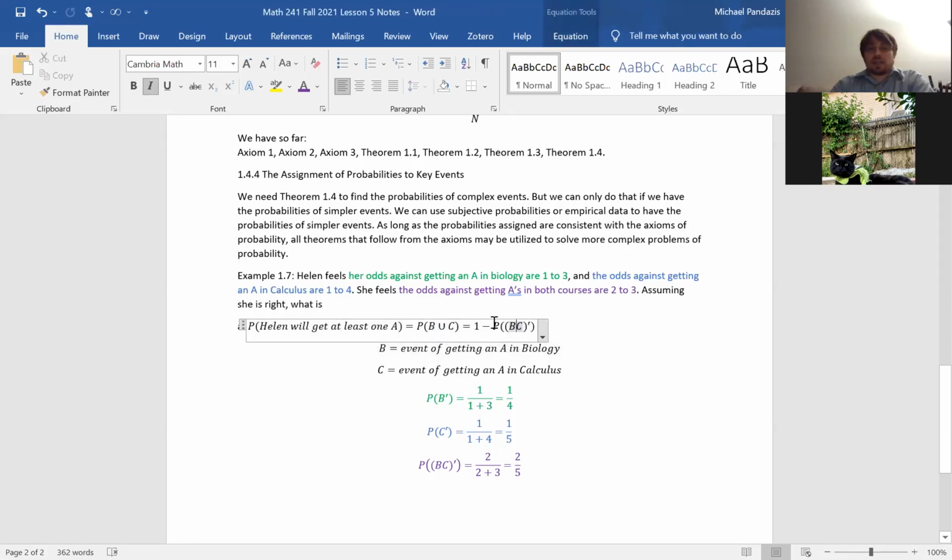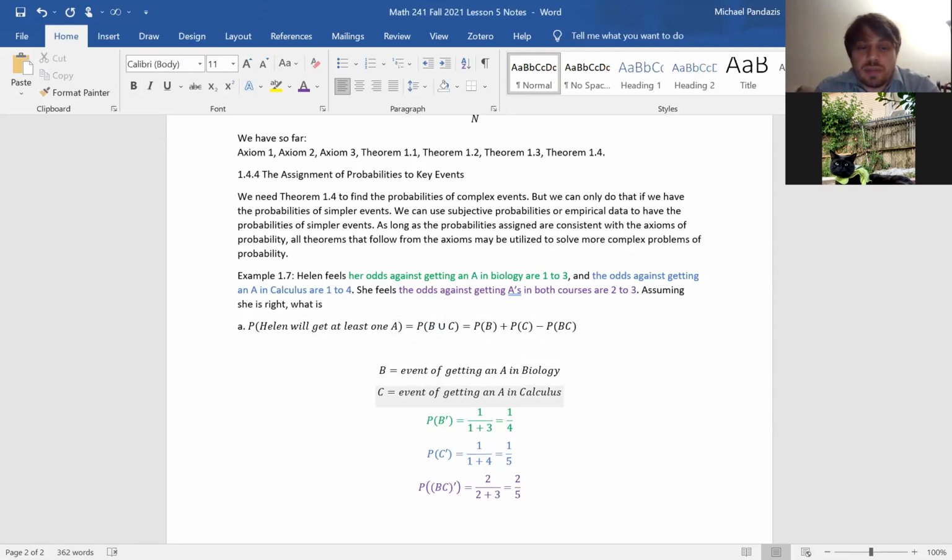Sorry, that's the complement of B prime and C prime. Okay, I could do that. So this is equal to the probability of B plus the probability of C minus the probability of BC.